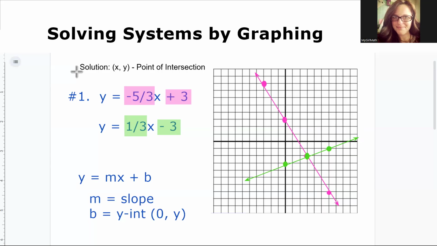Notice these two lines cross at this point. This point is 3, comma, negative 2. This is our solution to a system, the point of intersection. The point where the two lines cross.